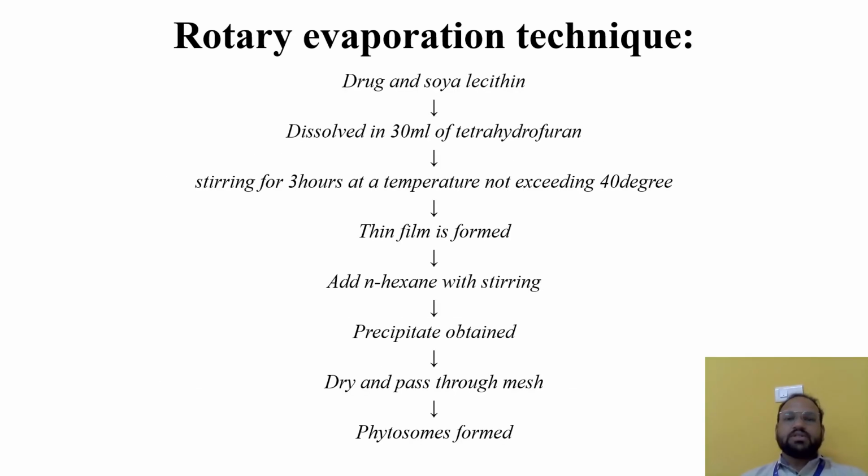Next, the rotary evaporation technique. Use a rotary evaporator where drug and soya lecithin is dissolved in 30 ml of tetrahydrofuran, stirring for 3 hours at a temperature not exceeding 40 degrees Celsius. So a thin film is formed. This thin film is mixed with n-hexane with stirring. Then precipitation is obtained. Dry and pass through mesh, and the phytosomes are formed.